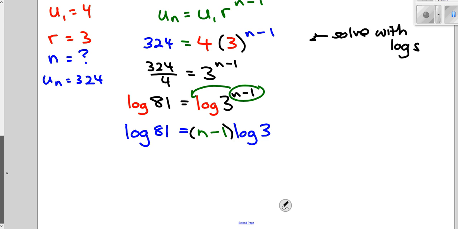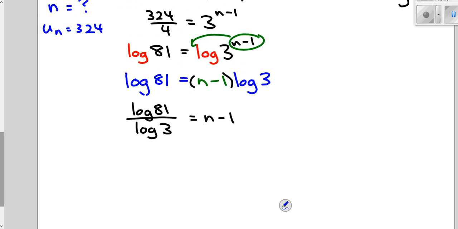And there are different ways you can solve it. You might just want to divide off log 3 and then add 1 to that answer. You might prefer to expand first and then do all that business. Looks like some of you are keen to just divide by log 81, what am I saying, by log 3 to begin with. Log 81 over log 3 equals n minus 1. 81, would you agree, is a power of 3. It's 3 to the power of what?